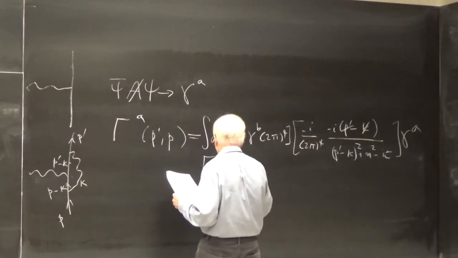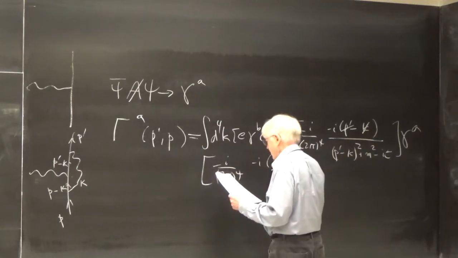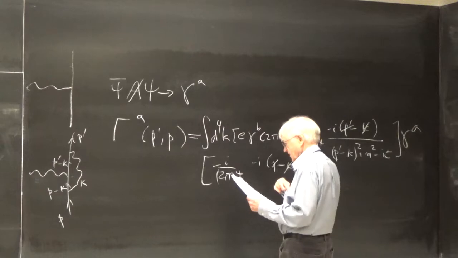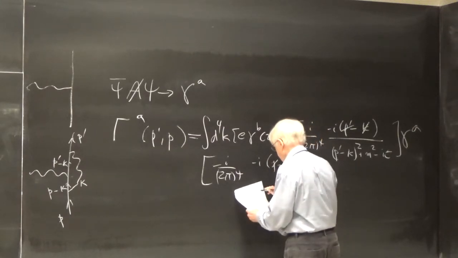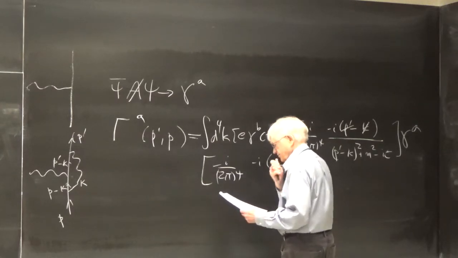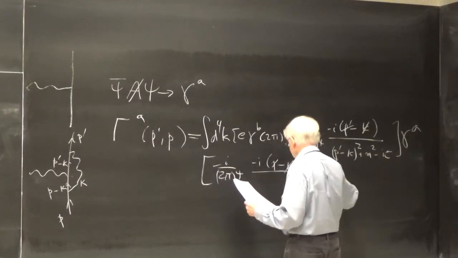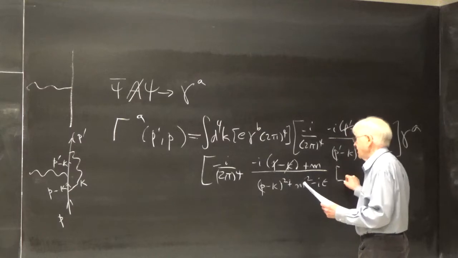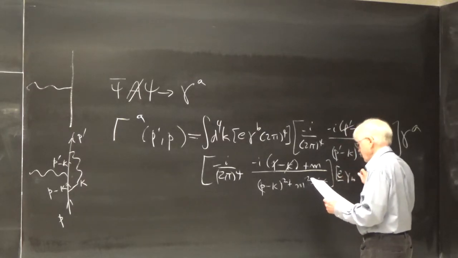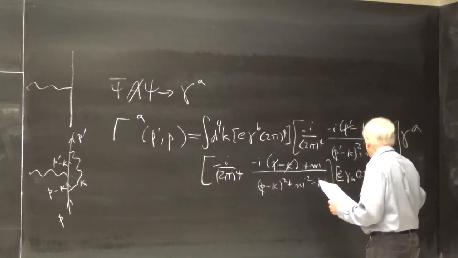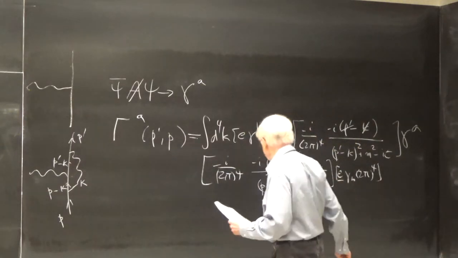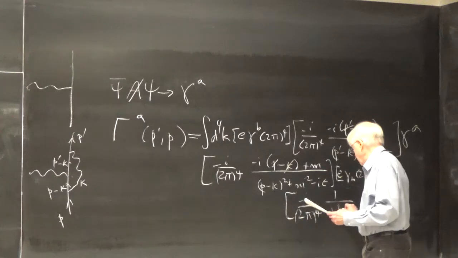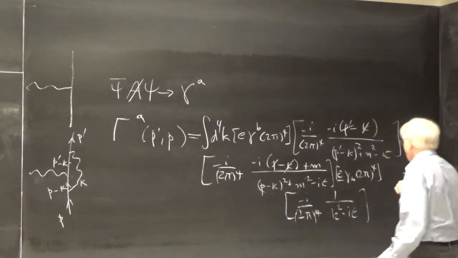And then minus i over (2π)^4, minus i p slash minus k slash, parenthesis missing, plus m. So two parentheses are missing here. Over (p minus k) squared plus m squared minus i epsilon. And then e gamma b over (2π)^4. And then finally, the propagator of that photon, which is minus i over (2π)^4, 1 over k squared minus i epsilon. So that's the expression.